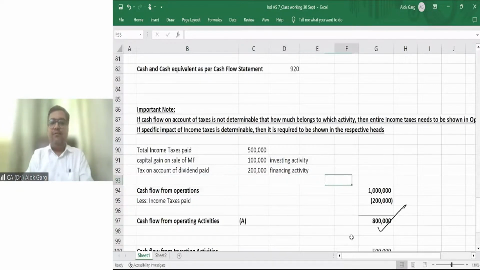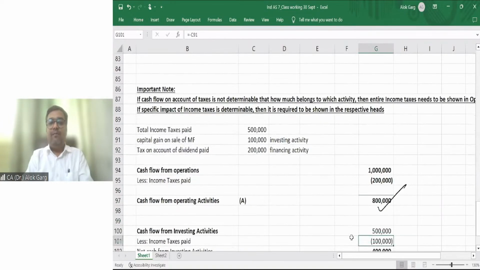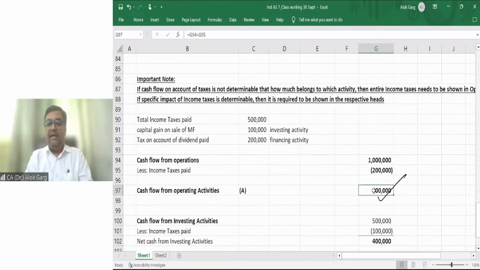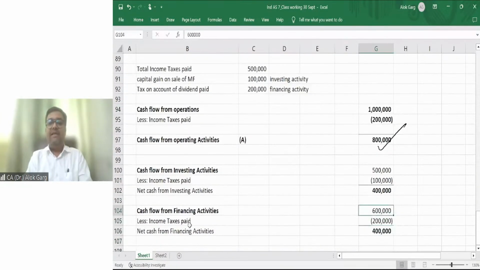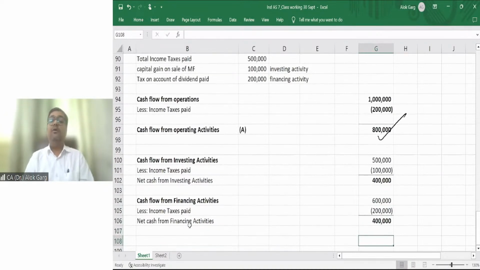So for example, cash flow from operation is 10 lakh. Income taxes paid 2 lakh. Your cash flow from operating activity will be 8 lakh rupees. Cash flow from investing activities, let's say 5 lakh rupees, less income taxes paid 1 lakh, net 4 lakh. Cash flow from financing activities, 6 lakh rupees, less income taxes paid 2 lakh, net 4 lakh. This is how these taxes have to be disclosed or presented with the respective activity in the cash flow statement. I hope you guys are able to understand with the help of this example as well.